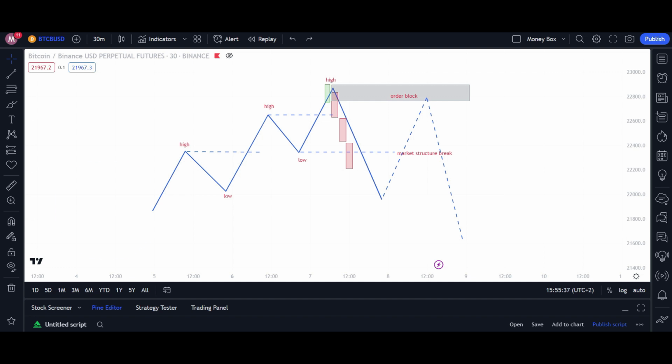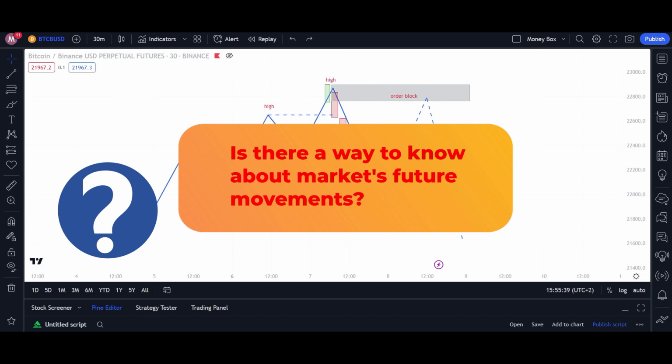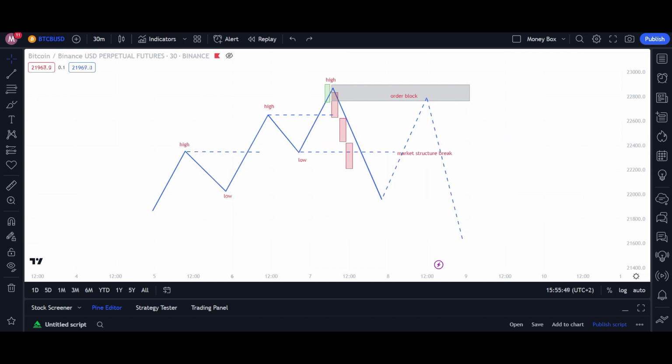So you may ask, is there a way to know about the market's future movements? Yes, definitely there is. It just can't tell you when. But Liquidity Concepts can definitely tell you where the market maker wants to drive the market.